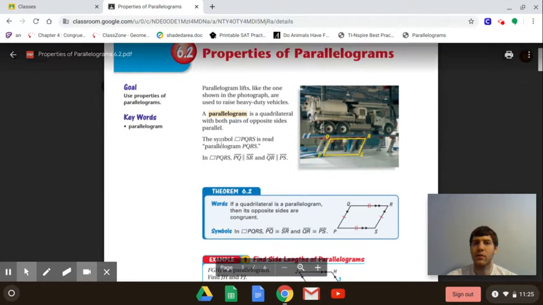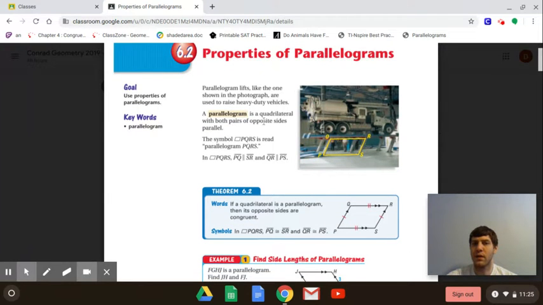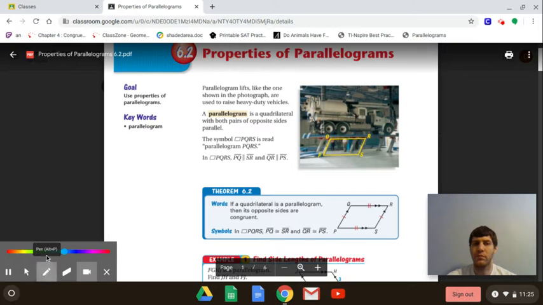Okay, so a parallelogram is a quadrilateral with both pairs of opposite sides parallel. So we have a quadrilateral here, and if it's a parallelogram, the opposite sides are going to be parallel. So QR is going to be parallel to PS, and QP is going to be parallel to RS. Two pairs of opposite sides parallel. Okay, that's all there is for the definition of a parallelogram.